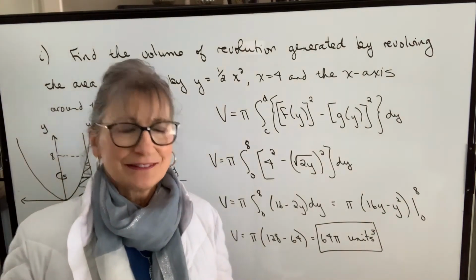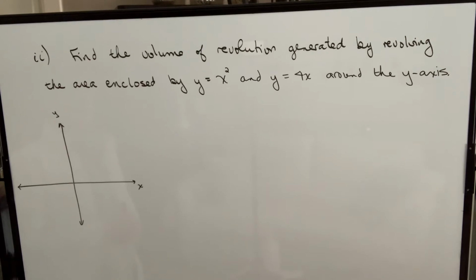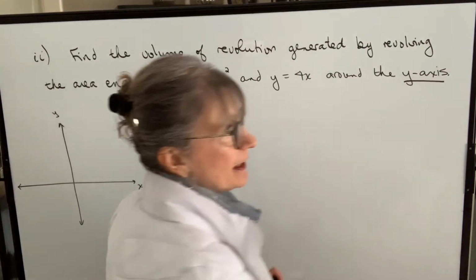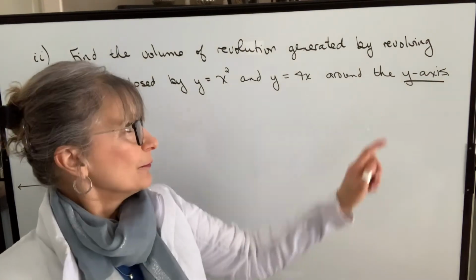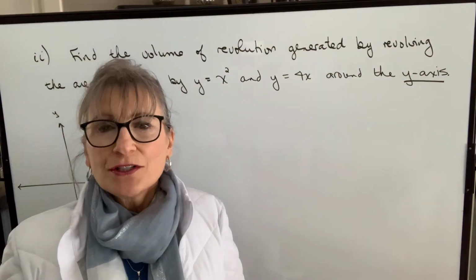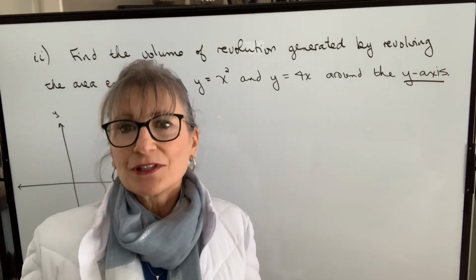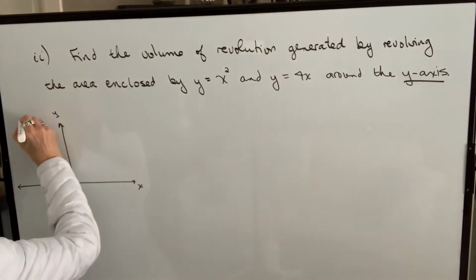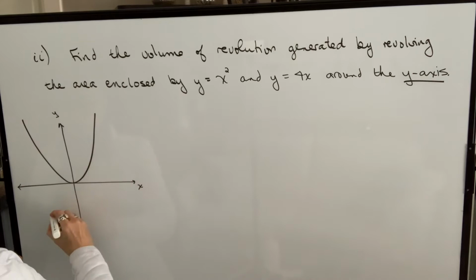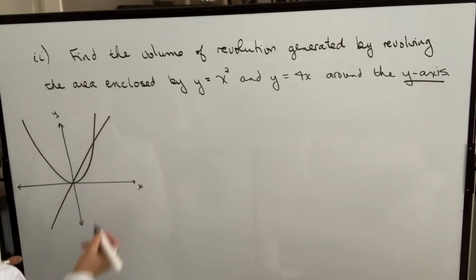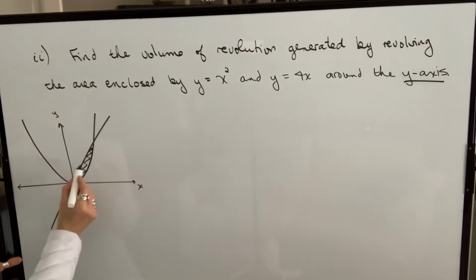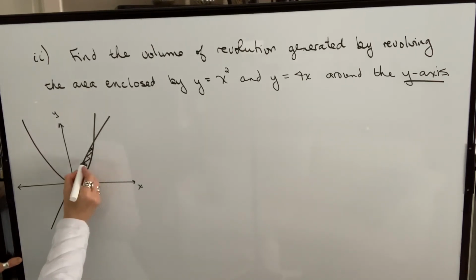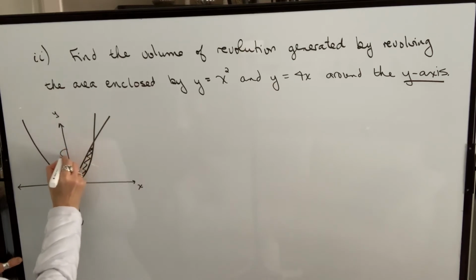Let's try another example. Our next example says find the volume of revolution generated by revolving the area enclosed by y equals x squared and y equals 4x around the y-axis. We actually did this example in the last video, but we revolved it around the x-axis. And I wanted to do this one because I want to show you that the volume is different depending on which axis you're rotating around. So let's draw this. y equals x squared, y equals 4x. So that's our area that we're revolving, and we're revolving it this time around the y-axis.